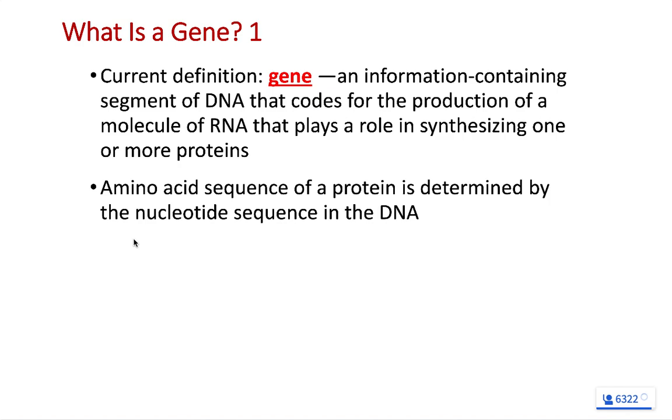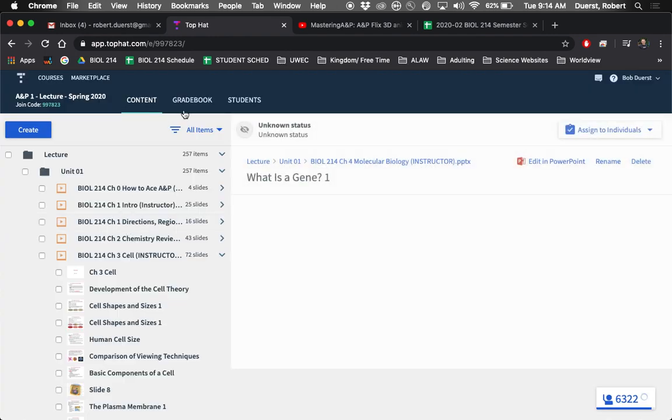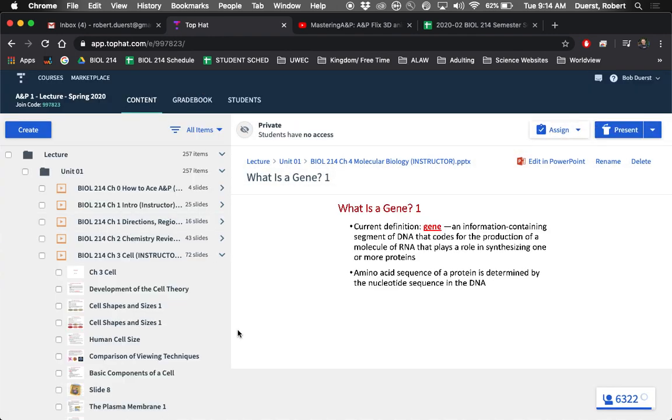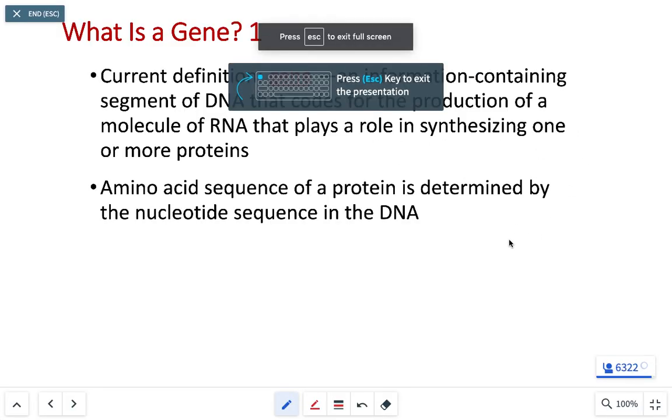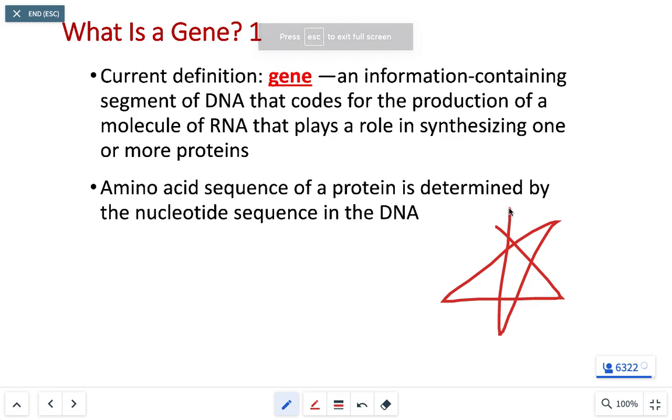My watch says quarter after, and my computer says 14 after. This is a really good natural stopping point. So, Thursday of this week, we will pick up on this slide. What is a gene? And we'll pick up on this slide next class period.